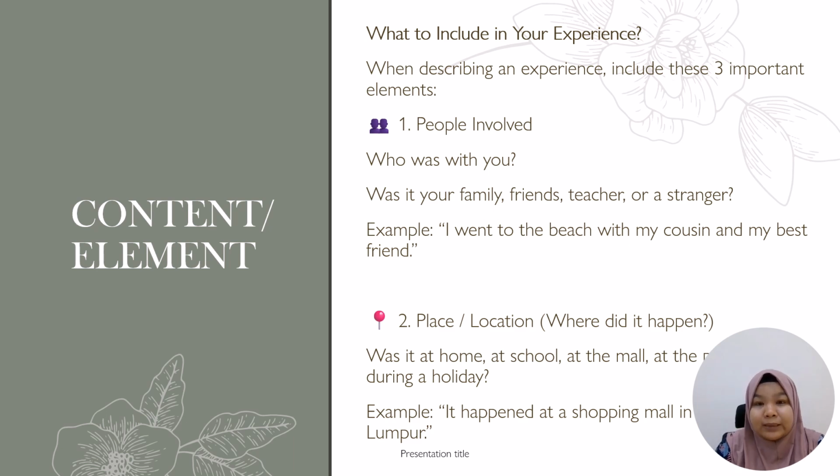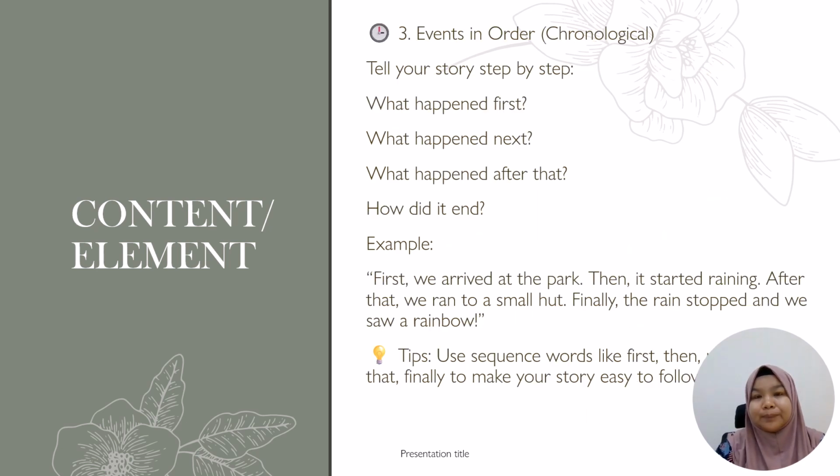And the second one is when you talk about the location or the place where the event happened. For example, perhaps it was at your own house or at school, at a mall, at the beach, or on an island. For example, it happened at a shopping mall in Kuala Lumpur. By letting your listeners know where the event occurred, it will help them to understand you better.